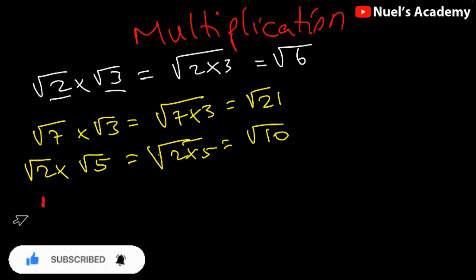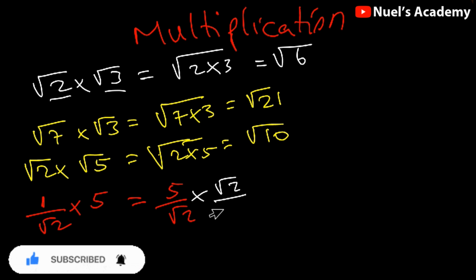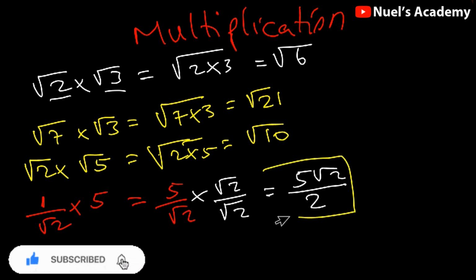So let's multiply 1 over root 2 by 5. 5 times 1 is 5, then we have over root 2. But it's not good to leave square roots in the denominator. So let's rationalize this by multiplying both numerator and denominator by root 2. That is 5 times root 2 is 5 root 2, over root 2 times root 2, which is 2. So the answer is 5 root 2 over 2.